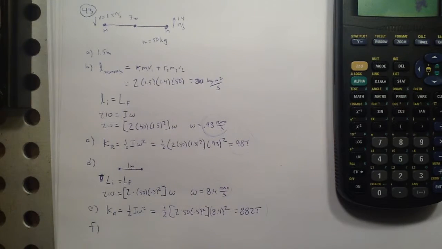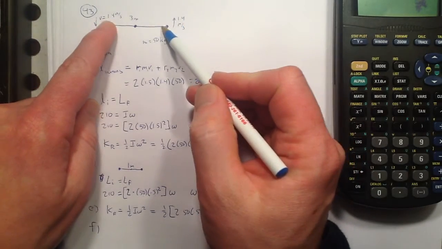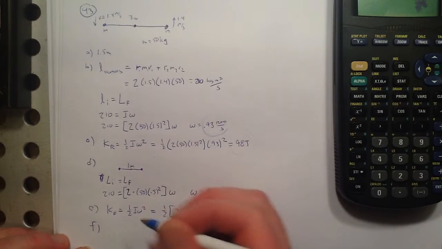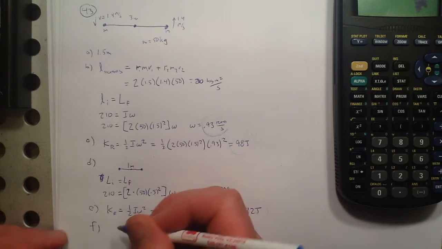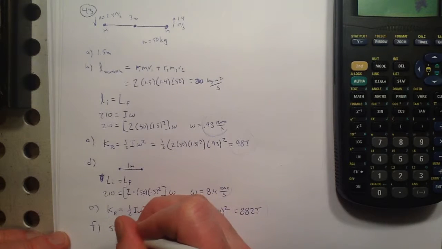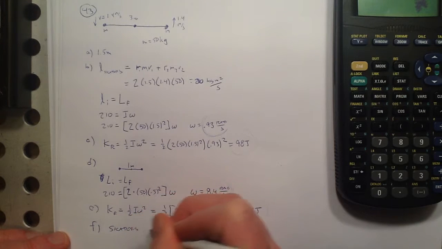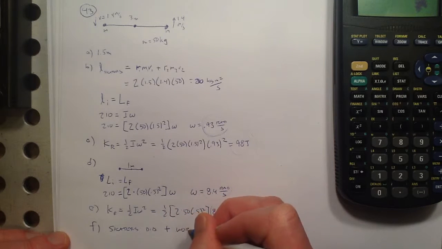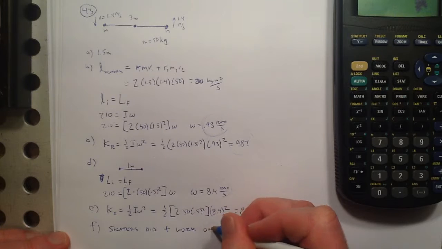Well, it's not easy for these skaters to scoot toward the inside. It's difficult for them to pull in toward the middle as they're rotating. So where did that come from? It came from the energy of the skaters. You could say that the skaters did positive work on the system.